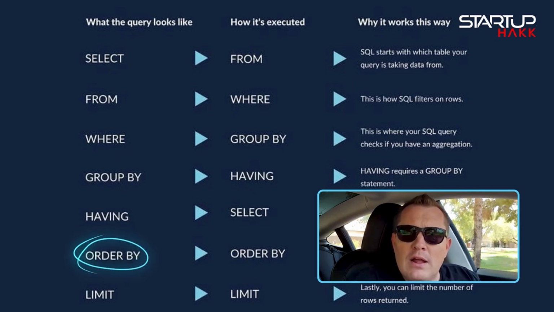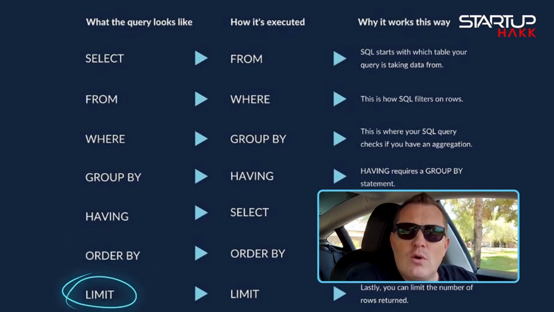Order by. The order by clause is used to sort the result set based on specified columns. It arranges the rows into ascending or descending order as specified. Limit, offset, or fetch first.